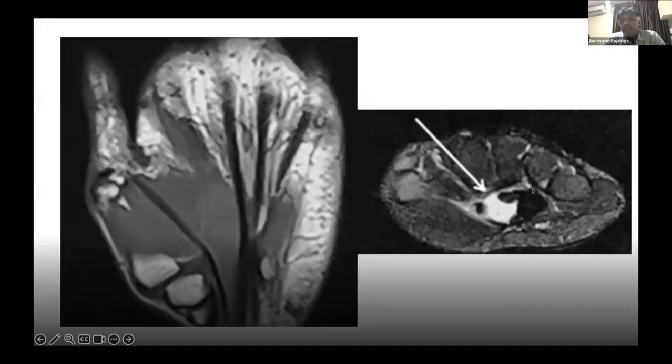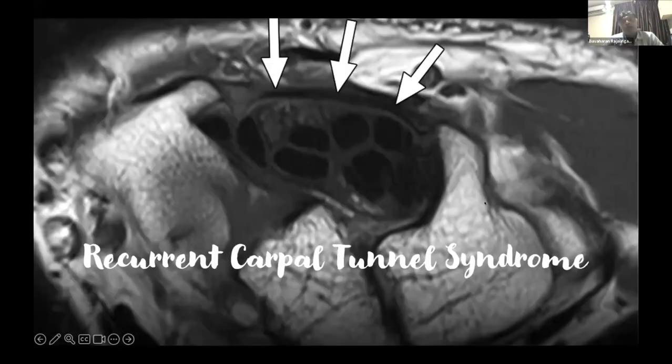Again, this is a very rare case, a very old case of mine, and you could see that's the median nerve tumor that was sitting inside, and this was dissected and removed actually. This was operated elsewhere. So this was a tumor sitting in the median nerve.